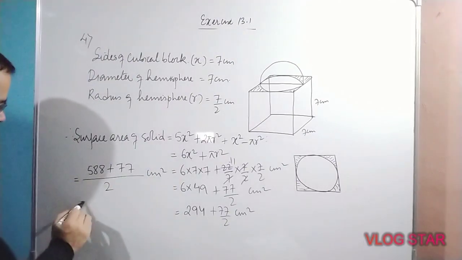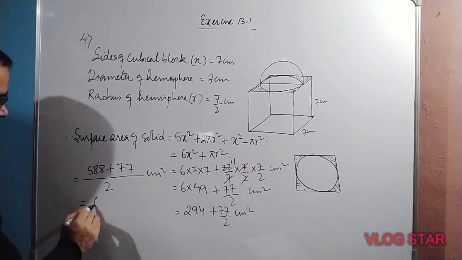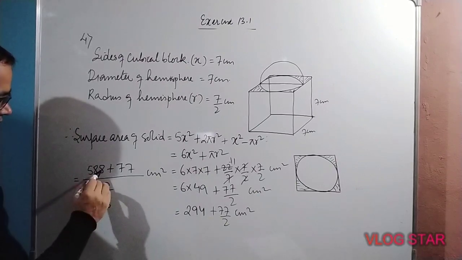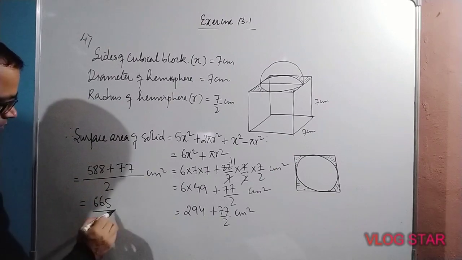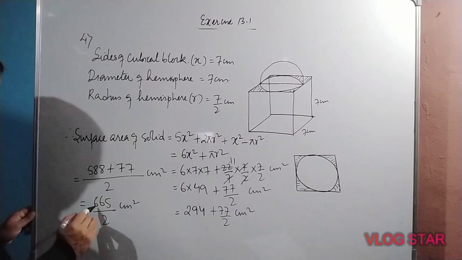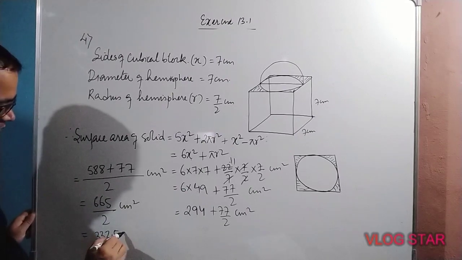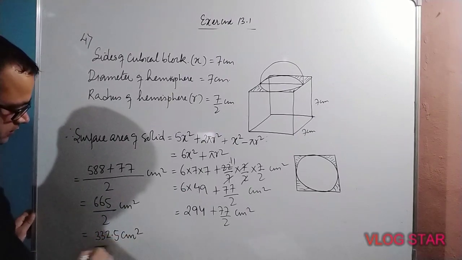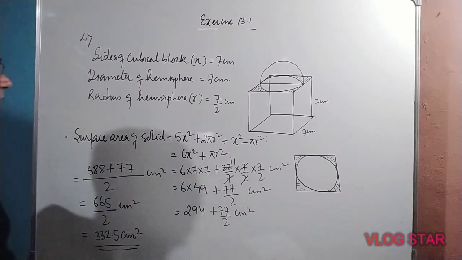So this will be 665 by 2 centimeter square. So this equals 332.5 centimeter square. This is the answer of question number 4. Okay, this much for today. Thank you.